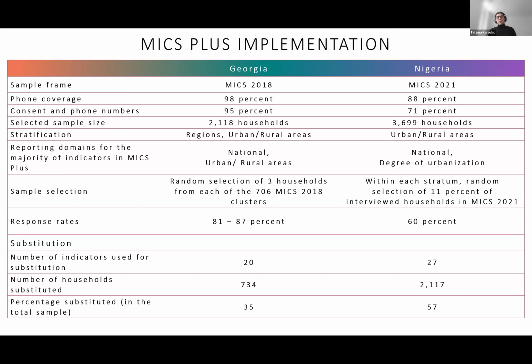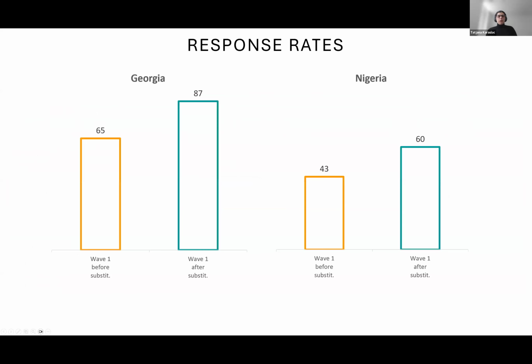So we expect, of course, that phone numbers will change, and we take this into account when we calculate our sample size. So Raphael, if you can go to the next slide, please. This is just to give you an idea of what happened before and after substitution. In Georgia, the response rate before substitution was 65%, while after substitution it was 87%. After that, the response rate was really stable. It dropped a little bit at the end, after wave 6, which we expected.